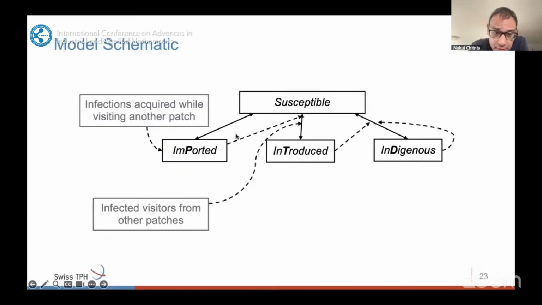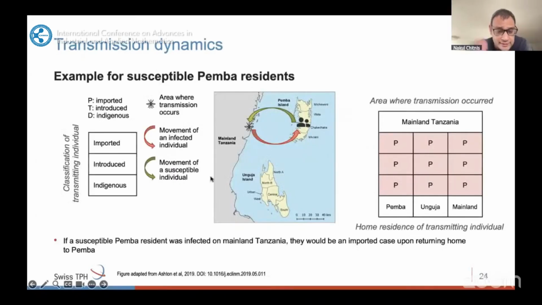And again, we have susceptible people that are infected by the imported people. They become introduced or indigenous, or they can become imported if they're traveling. Right? So again, if you take the example of Pemba residents, if someone from the Pemba residents travels to mainland Tanzania, no matter who infects this person, they will be considered imported residents on Pemba, right? So this is in mainland Tanzania. They could get infected from either someone from Pemba, Unguja, or mainland, but as long as they're on mainland Tanzania at the time, they will be considered an imported case when they go back to Pemba.